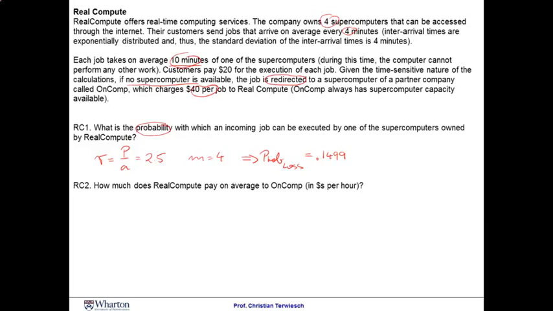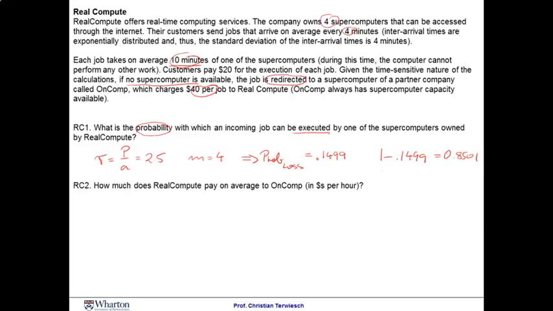So 0.1499. Notice the question here is asking for the probability with which an incoming job can be executed. And so we have to take 1 minus that probability as the answer to the question. And so the answer to this question is 85.01%.